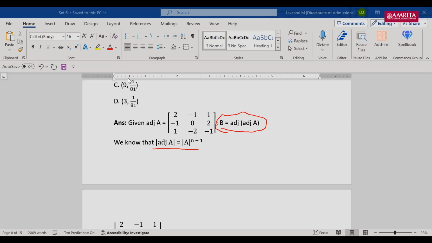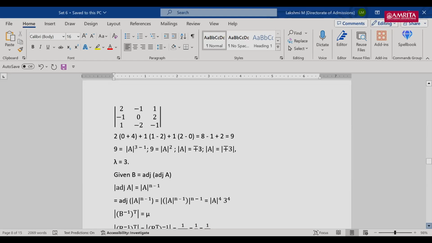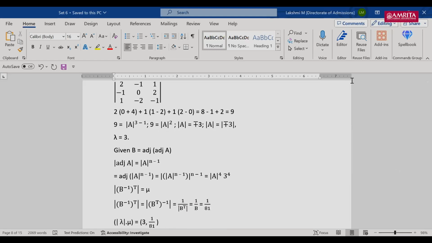Almost all of you have cleared the answer, but still, a little basic discussion about how we'll solve the question. So determinant of adjoint A, what will it be? It will be determinant of A raised to n minus 1. Here this is 9, so A square is 9, and I got the value of A as plus or minus 3.